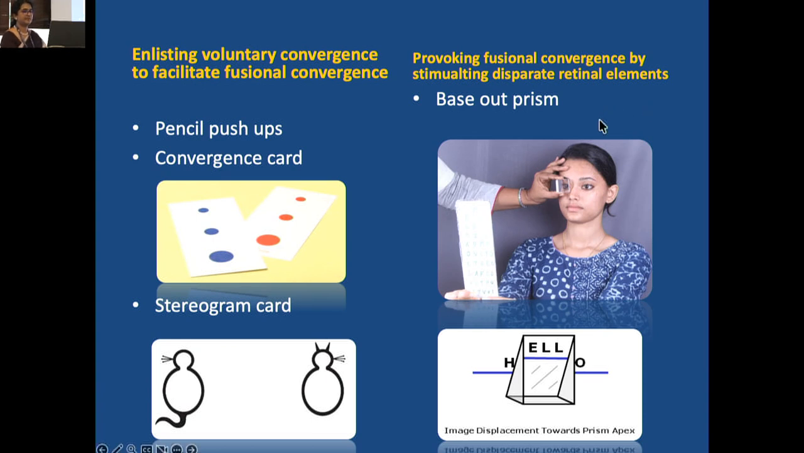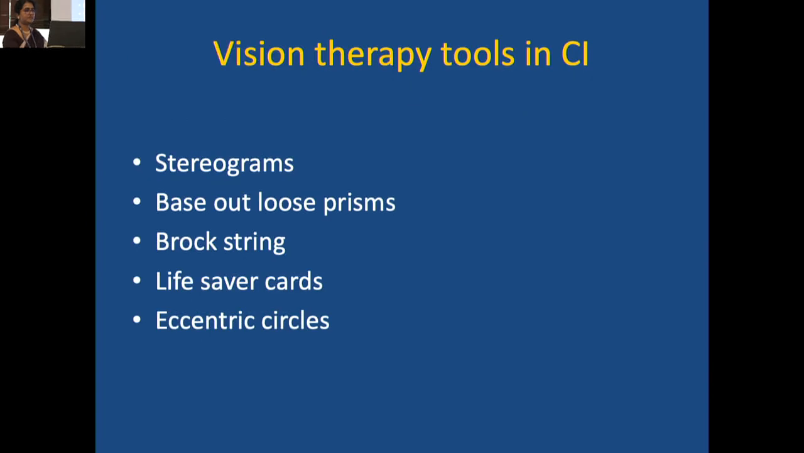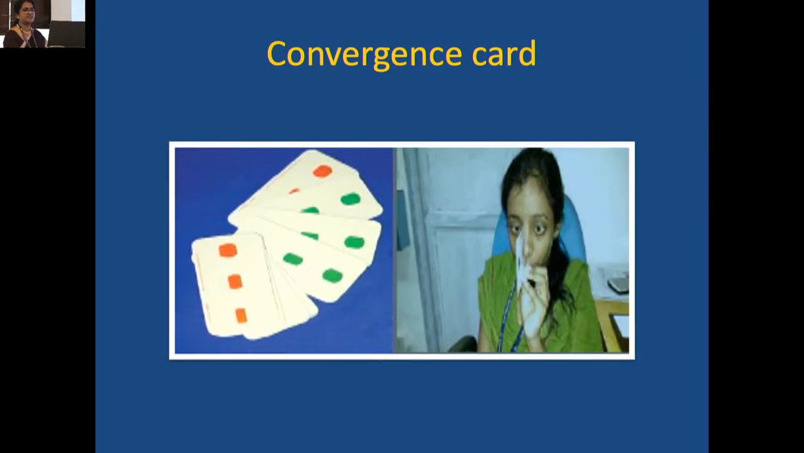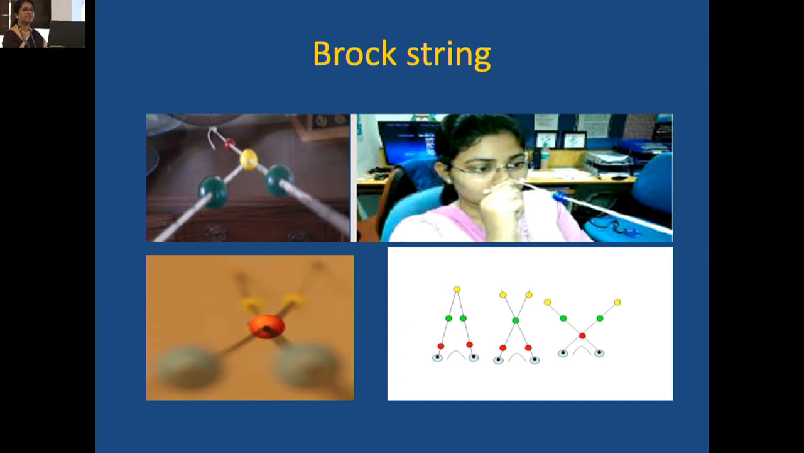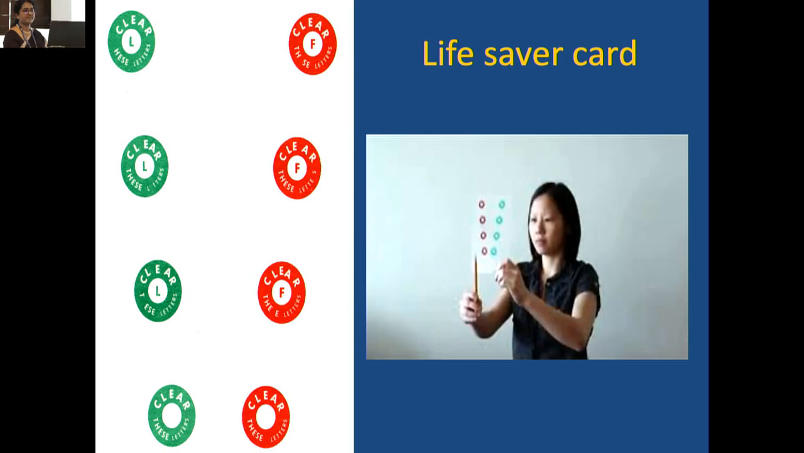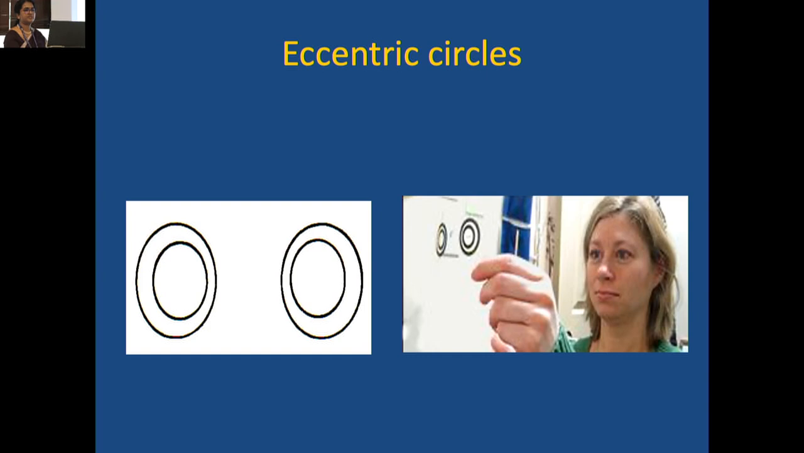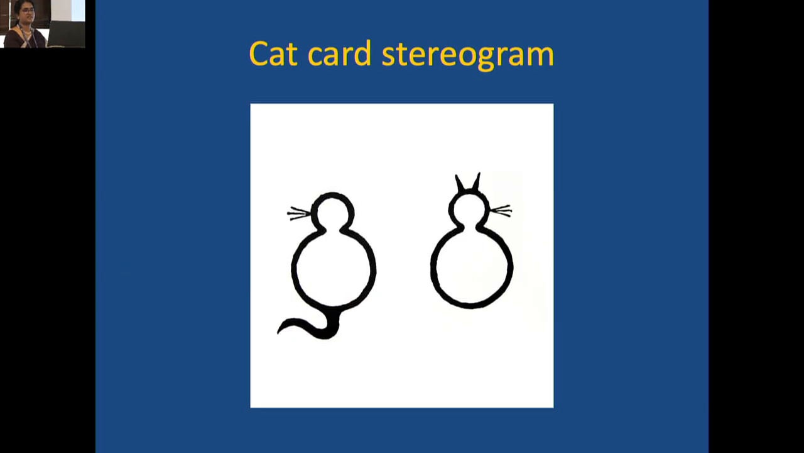We can use a base out prism to induce fusional convergence. So there are different therapy tools in convergence insufficiency, like a stereogram, base out prisms, Brock string, lifesaver cards, eccentric circles. So this is a convergence card. You can see the girl doing the exercise. And this is a Brock string, which works on the principle of physiological diplopia. This is a lifesaver card. This is the eccentric circles. This is a CAT card stereogram.